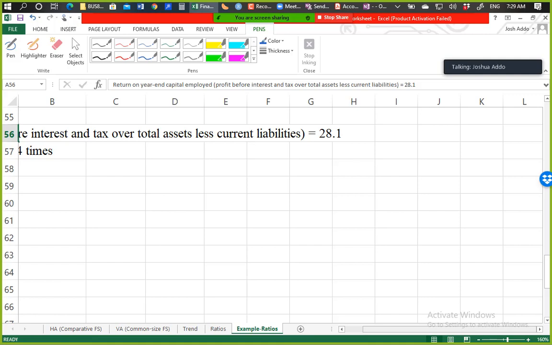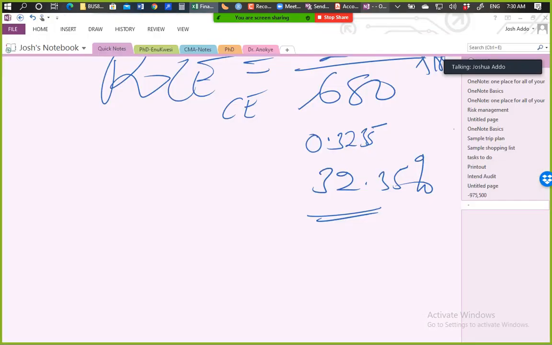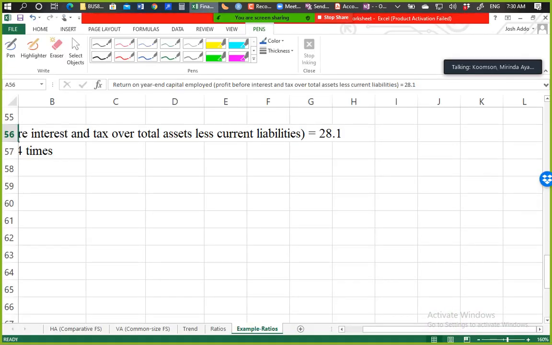Hello, this is a question to the class. Yes, sir. With regards to ROCE, the previous year, which has the 28.1, did not perform well, but it performed well in the current year. The one we calculated was 32.35. Yes, 32.35. So that means the current year the company is performing much better than the previous year. Okay, the company has performed better than the previous year.